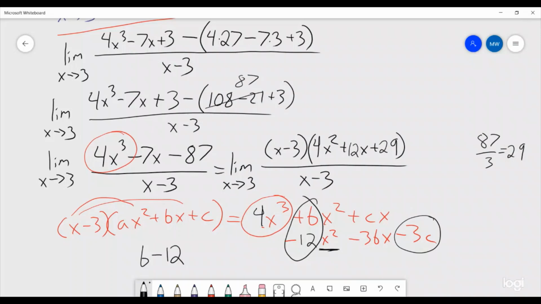Okay? Do you follow this? Does this make sense? I really hope so. I hope this is making sense to you all.